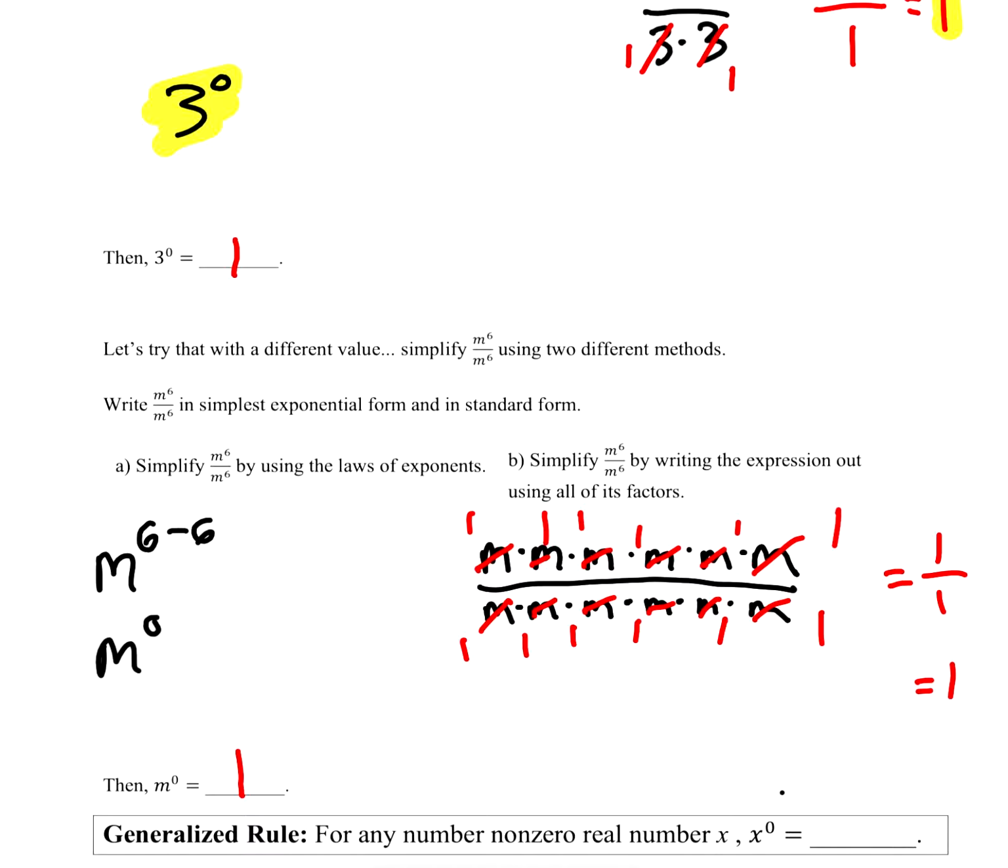Do we see a pattern here? For the generalized rule, any base, any non-zero real number x, if it's raised to the 0 power, it's always going to equal 1.